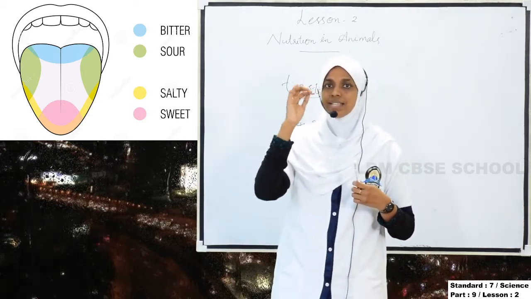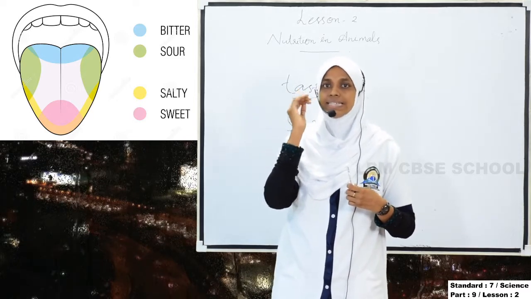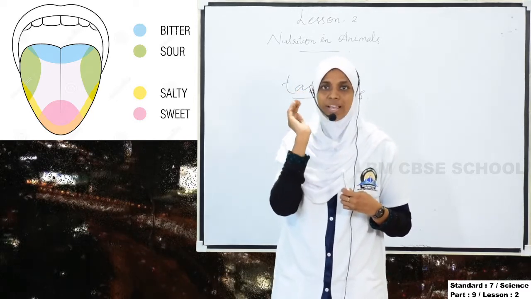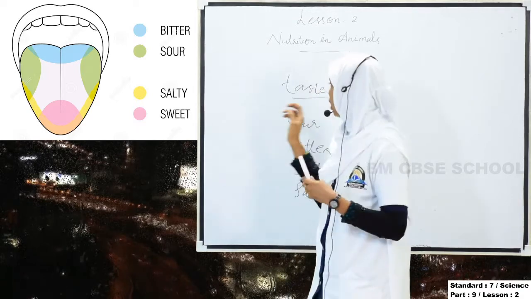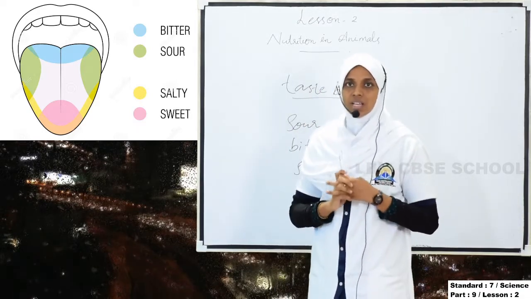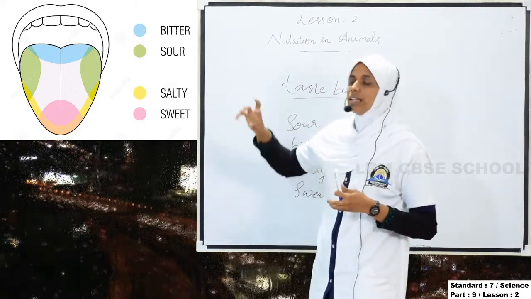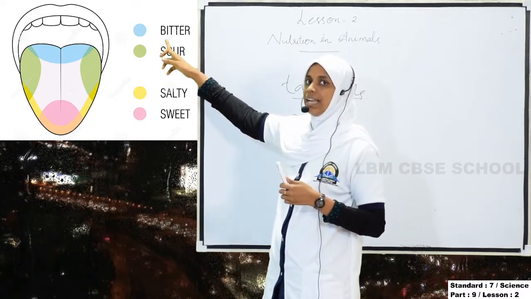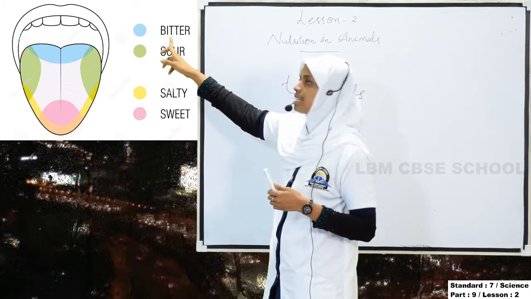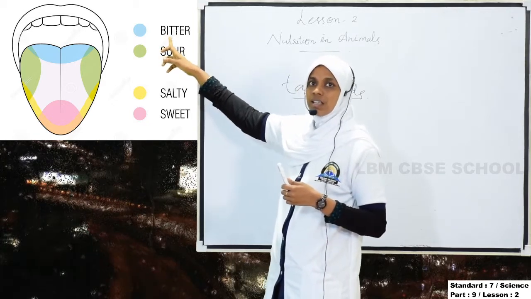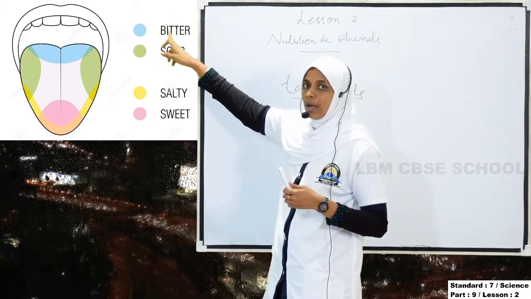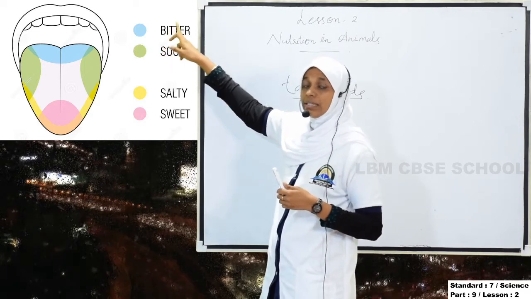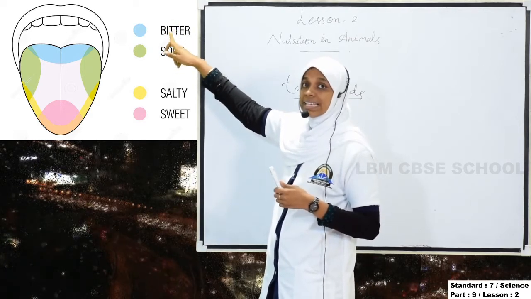In the tongue there are specific parts to recognize each taste: sour, bitter, salty and sweet. Okay, in the upper side of the tongue, which taste do we recognize? We recognize the bitter taste. Can you see this? Okay, so on the upper surface of the tongue, we can taste the bitter taste.